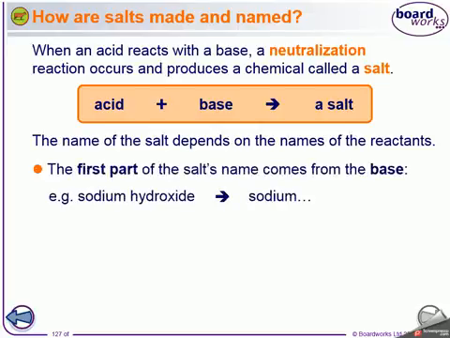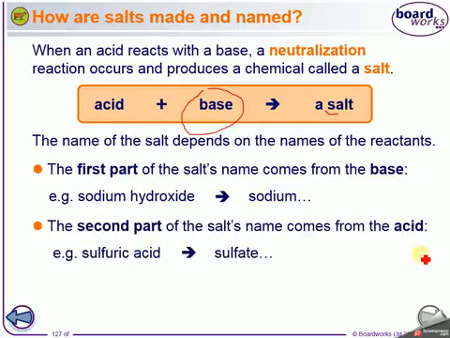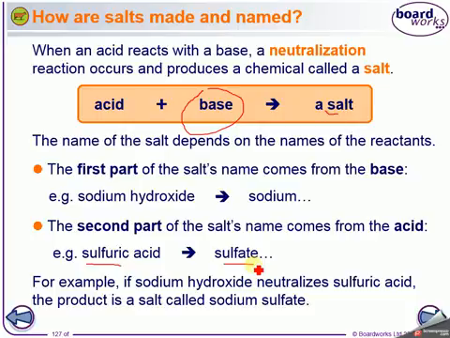The first part of the salt's name comes from the base. So with sodium hydroxide, we know that the salt is going to be sodium. Whatever the first part of the name of the salt is, it comes from the base. So the base of the alkali is sodium hydroxide, and the first part of the name is going to be sodium. The second part comes from the acid. We know this is sulfuric, so it's going to be sulfate. So the name of the salt is going to be sodium sulfate. And that is that. I'll rush through that very quickly.